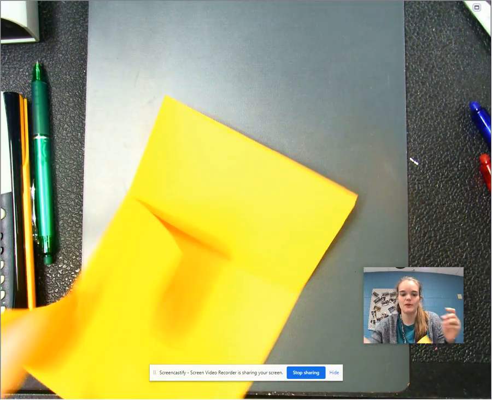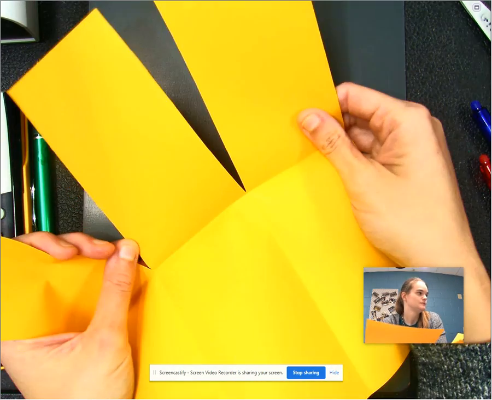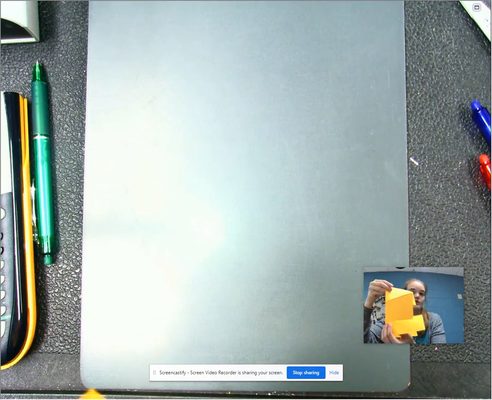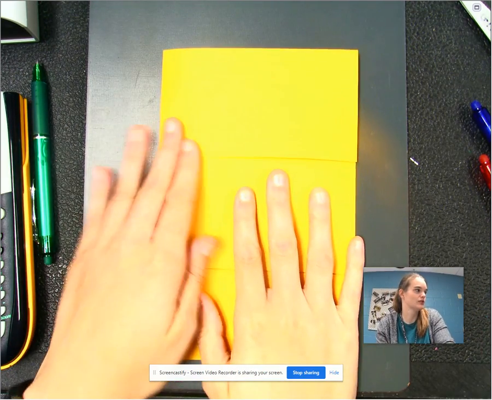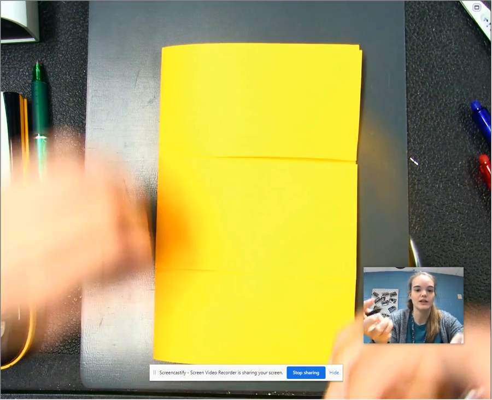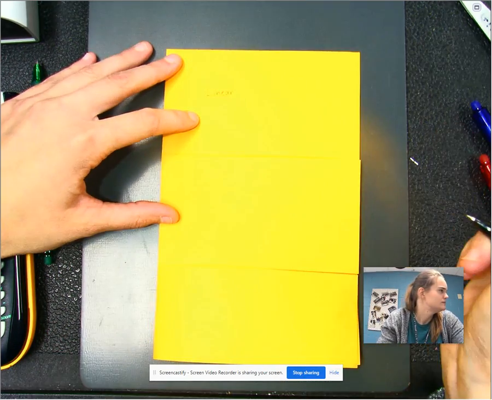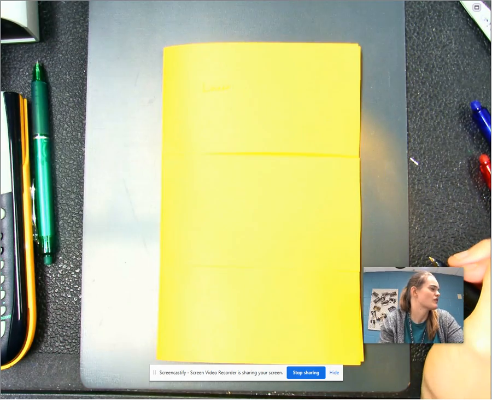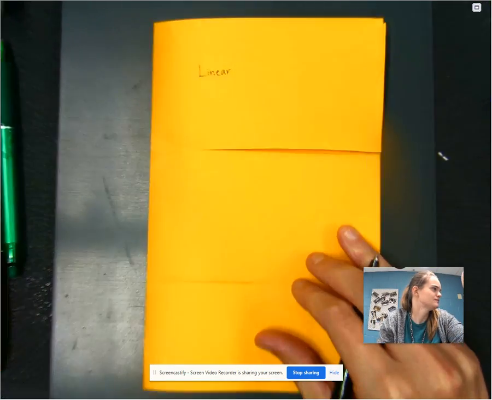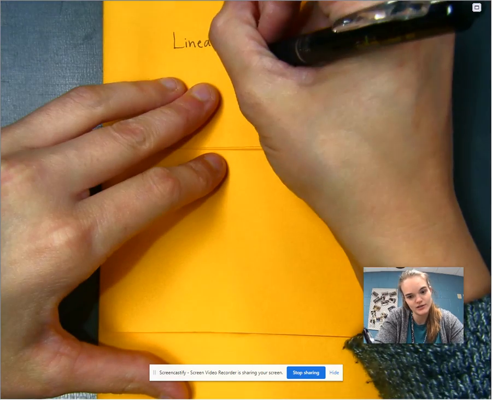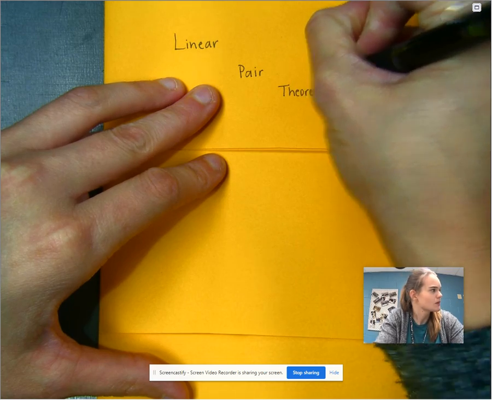So if you're at home, you grab this paper, make a foldable that opens like this. See how it opens now? 3 little flaps, and you can see it better right there. 3 flaps like this. Okay. In the top flap, notice I'm holding it this way. I want you to write linear pair theorem.